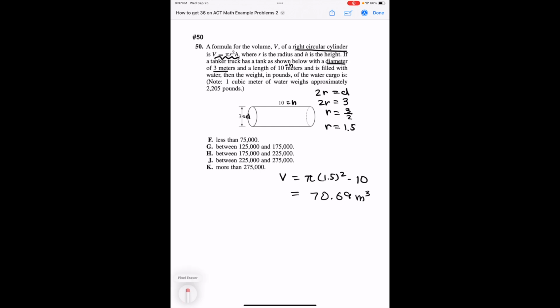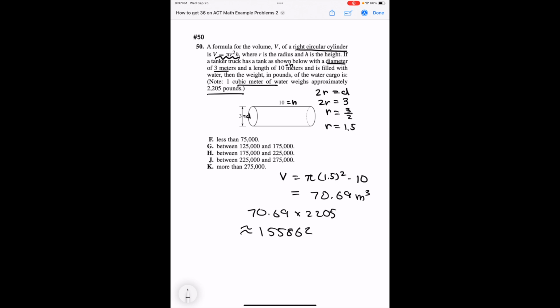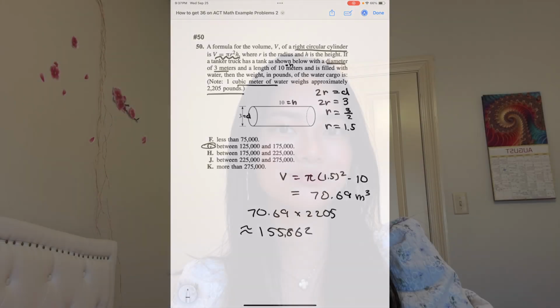So if it is asking you the weight and it says 1 cubic meter is about 2,205 pounds, then our weight would be 70.69 times 2,205. And we get approximately 155,862. And so this is between 125,000 and 175,000. So our answer is G.